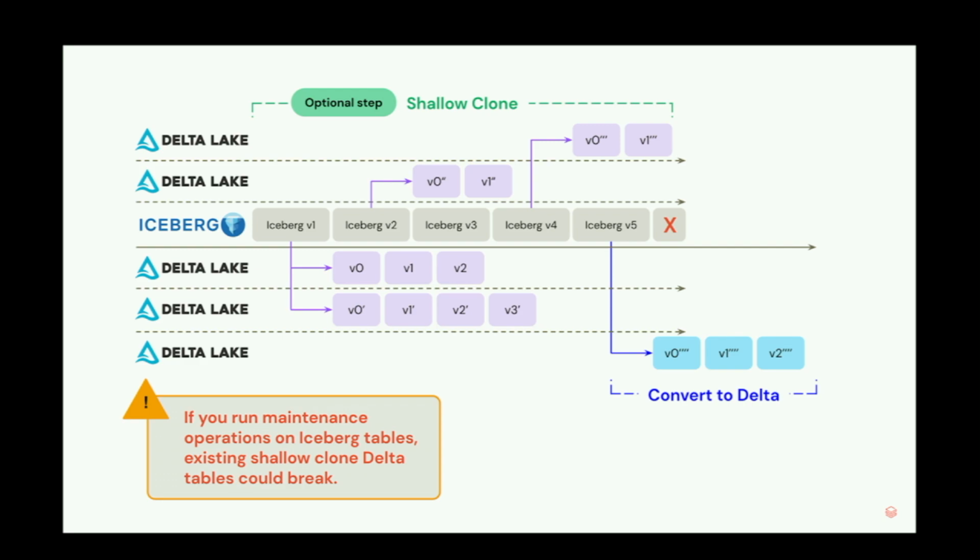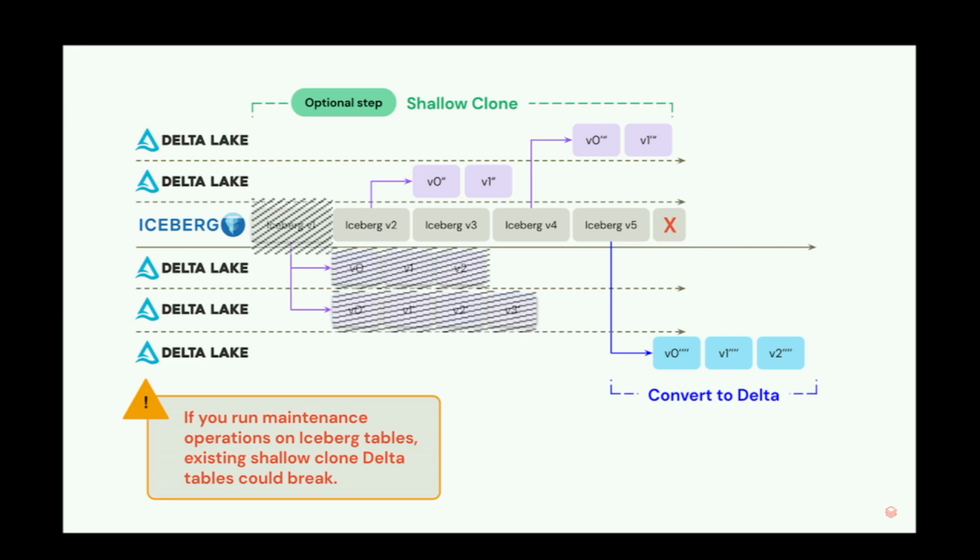And then in this case, for example, in V1 Iceberg table, if the files are deleted, then the related shallow clone Delta tables could break as well, just because the data files are shared, and that's one of the reasons that you should consider using these clones in a shorter term. Of course, if you never vacuum your Iceberg table, potentially you could use it for long term.